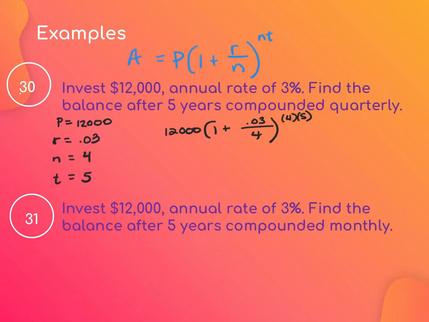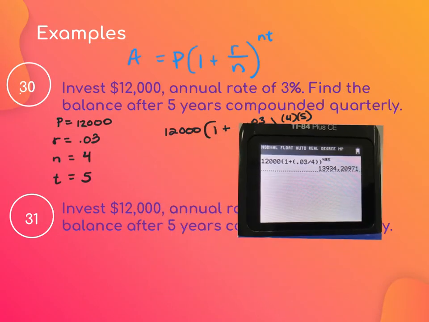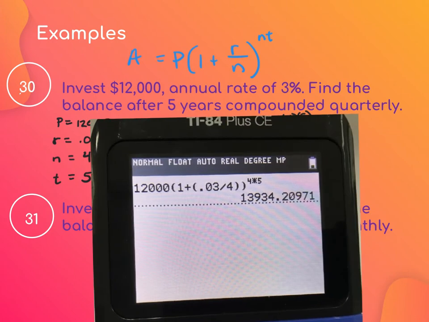So the calculator looks like that. Notice that I have parentheses in front of the 1 and then plus, and then I group together that 0.03 divided by 4, okay? Then close the parentheses and then raise it to the 4 times 5. The raising is the little caret that will bring out your exponent, okay?